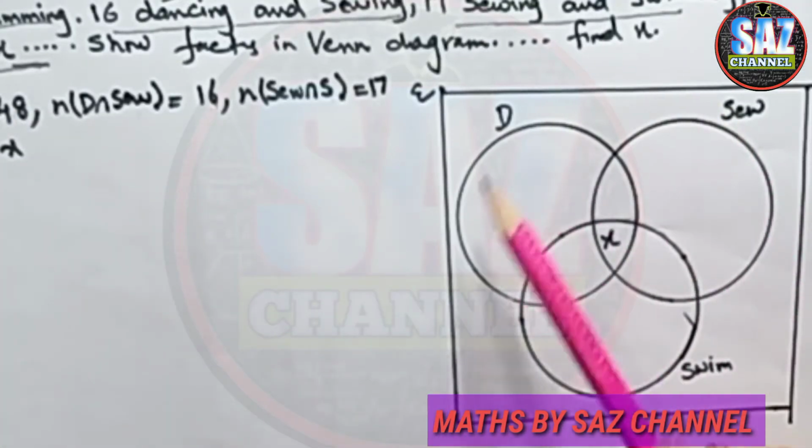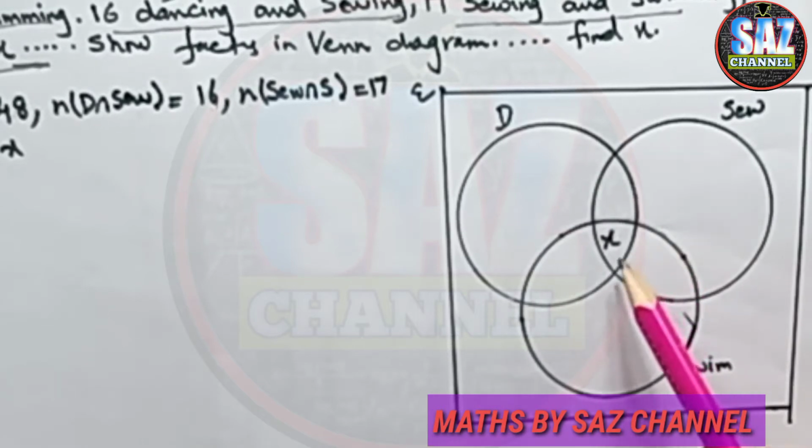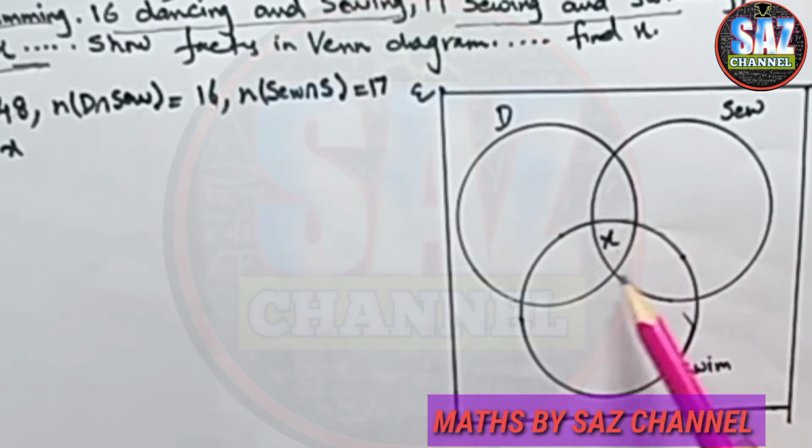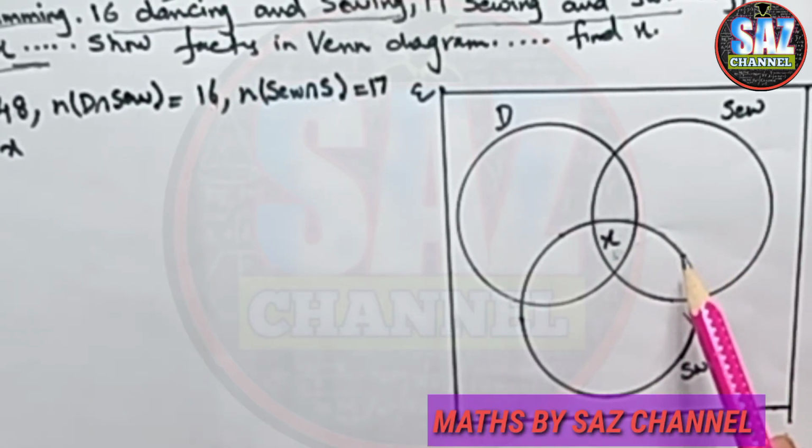We know for three events, for three intersectional diagrams, this is a portion which is represented by all three events. So this part of the diagram will be marked with letter X. Now the question says that we have to label each part of the diagram in terms of X.